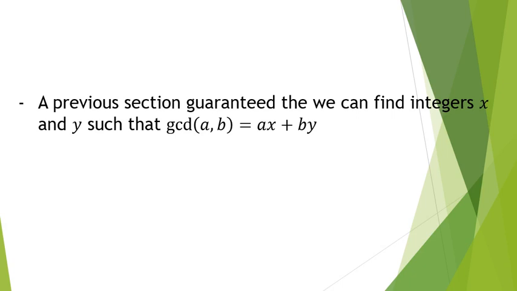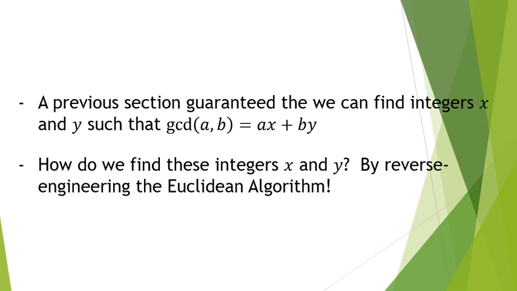So earlier on in this chapter, we saw a theorem that said that if you have two integers a and b, not both of them 0, then we can find integers x and y such that the GCD of a and b is equal to ax plus by. This theorem just said that we have these integers x and y. It didn't tell us how we find them. Well, now we come to the process that shows us how we actually find these integers x and y. We're going to reverse engineer the Euclidean algorithm.